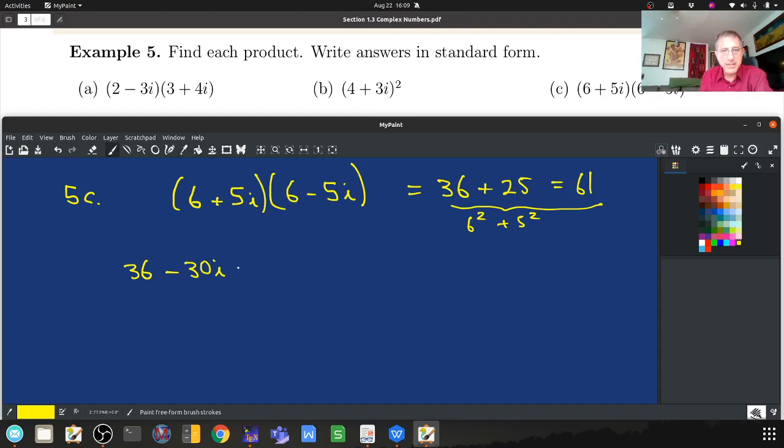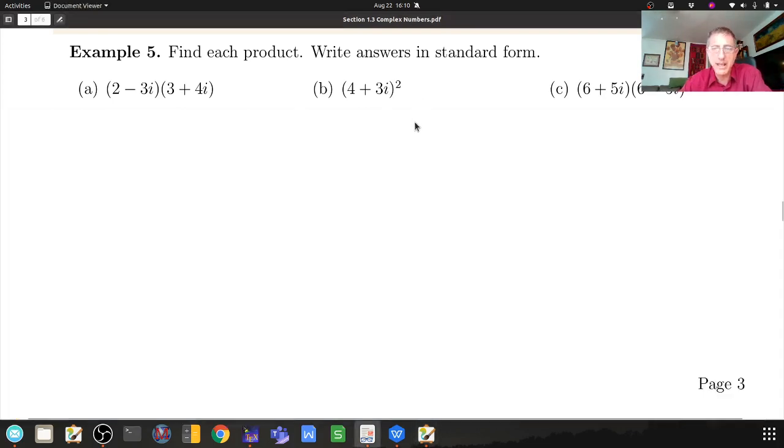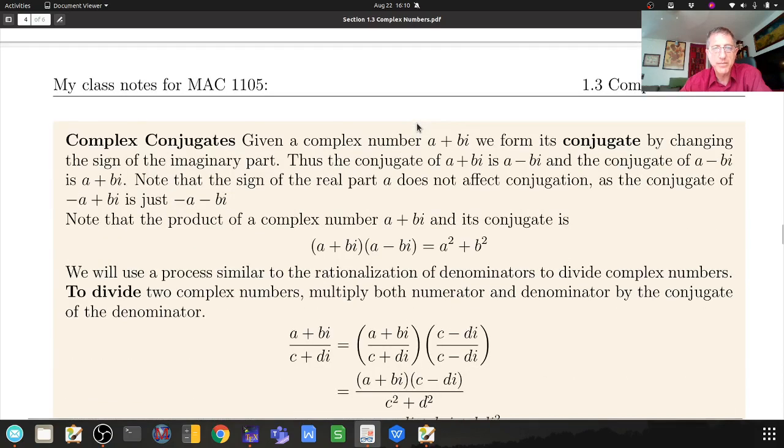5i times 6 is plus 30i. Those two just canceled out. And 5i times minus 5i is minus 25i squared. So these two middle terms, the 30i and the minus 30i, cancel each other. When I add them, they go to 0. So I have 36, and minus 25 times i squared is minus 25 times minus 1, which is plus 25. And 36 plus 25 is 61. So that's a really special and interesting case, something that you'll have to memorize.